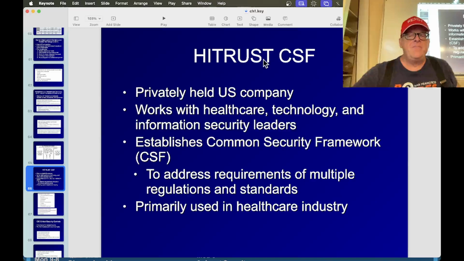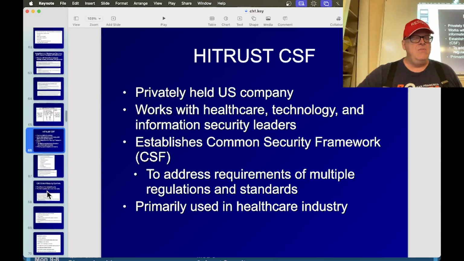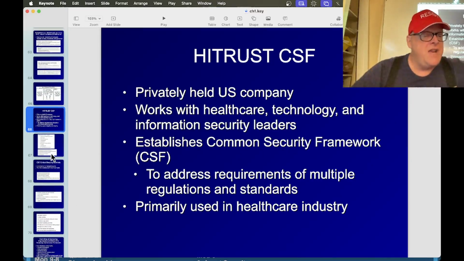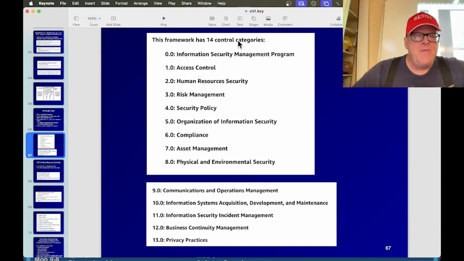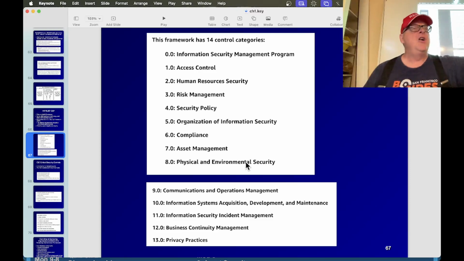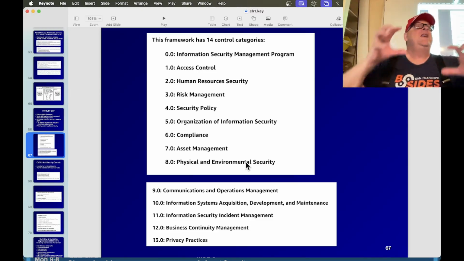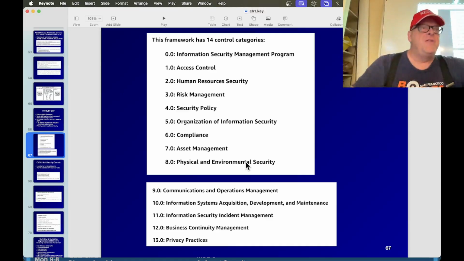So anyway, then there's HITRUST CSF. This works with healthcare leaders and establishes a thing called the Common Security Framework, trying to meet the requirements of several regulations and standards. In the CSF, it has 14 control categories, things like human resources, access control, compliance, asset management, physical security. By the way, the physical security, like locking the doors and having a guard on the gate, that's a real important part of security. Keeping the unauthorized people from getting into the room is part of the security.